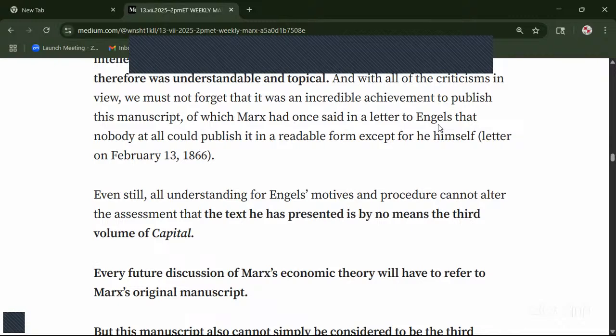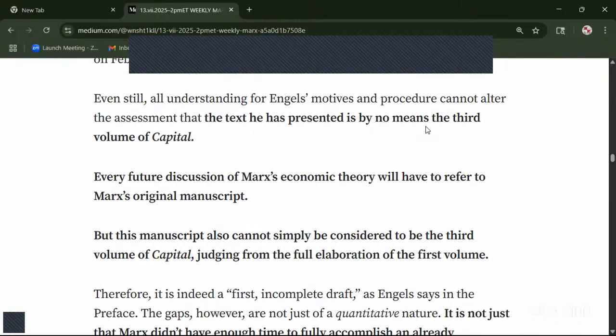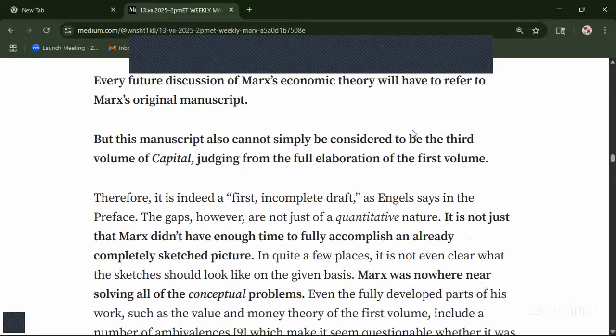Every future discussion of Marx's economic theory will have to refer to Marx's original manuscript. But this manuscript cannot simply be considered to be the third volume of Capital, judging from the full elaboration of the first volume. Therefore, it is indeed a first incomplete draft, as Engels says in the preface. The gaps, however, are not just of a quantitative nature. It is not just that Marx didn't have enough time to fully accomplish an already completely sketched picture. In quite a few places, it is not even clear what the sketches should look like on the given basis.